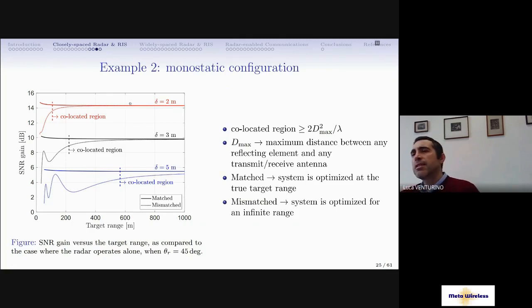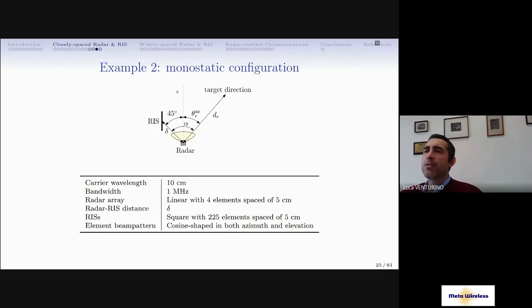And the reason for this is easily explained. So if we see this figure here, imagine the radar and the RIS as a unique array, okay? So if the target is very close, the elements of the RIS are seen as widely spaced from the elements of the radar. But if the target range gets larger and larger, at some point we will see this pair of arrays, the one of the RIS and the one of the radar, as a unique large array with co-located, closely spaced elements with respect to the radar.